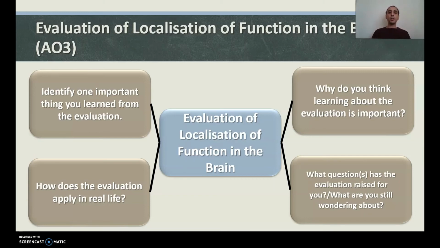How does the evaluation apply in real life? It helps us think more critically, right? Someone tells you a piece of research. Oh, I found a piece of research. Apparently chocolate makes you thinner. You go, really? That doesn't sound right. Right? You look at a piece of research and you evaluate it. Well, their methodology wasn't particularly good. Oh, they only used one person's sample or something like that.